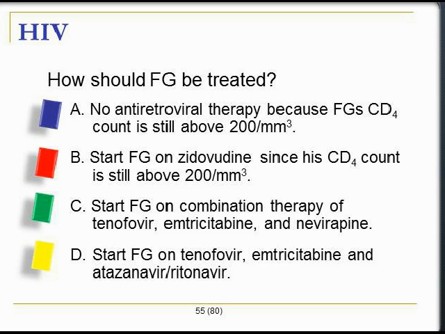So, how should FG be treated? His CD4 is 240. 240 is less than 350. 350 is that A1 recommendation for treatment, so he definitely should be treated. So we can get rid of A, and then basically we would want to start with a preferred therapy. We never use a monotherapy, so B is incorrect. Triple therapy in C is okay, but nevirapine is not a preferred agent. It's only an acceptable agent. And so the correct answer would be D.